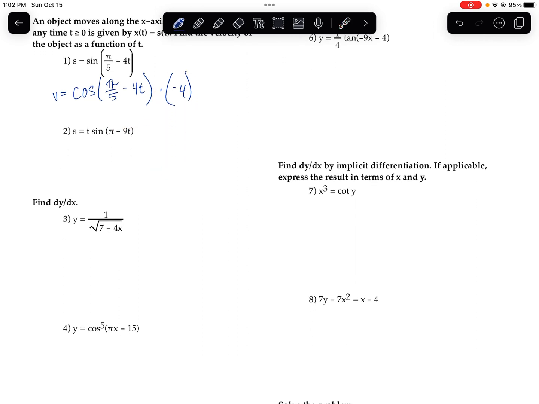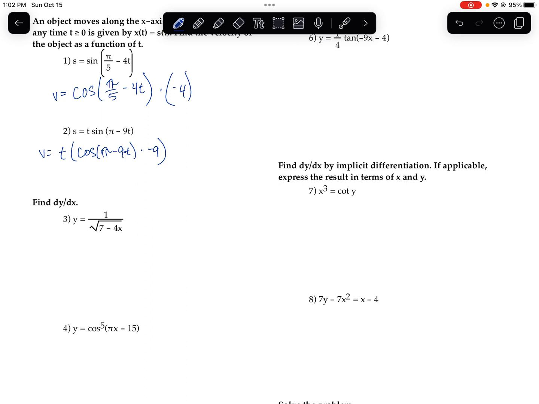Same thing here, so we're going to find the derivative. So v will be equal to, I'm going to need the product rule. Product rule is needed because I have a function of t multiplied by another function with t. So let's do the first term multiplied by the derivative of the second term, which would be cosine of pi minus 9t multiplied by negative 9, because I have the outside function that I'm taking the derivative of and the inside function which I'm taking the derivative of as well.